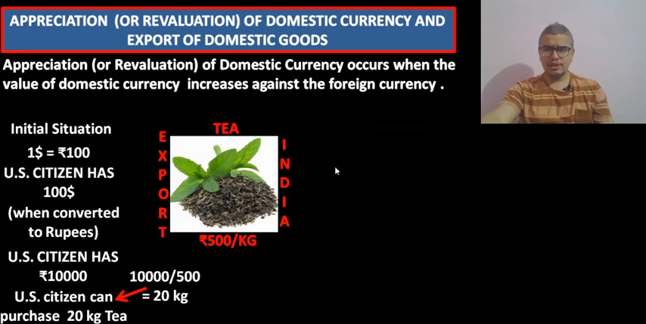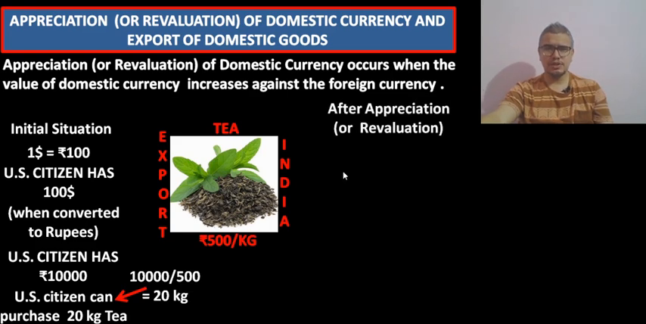Now, after appreciation or revaluation, the exchange rate will change in such a way that $1 is equal to rupee 50. Okay, the exchange rate has now just halved. Earlier it was 100 rupee per dollar, now it is 50 rupee per dollar. Just for simplification, again I am telling this, we are taking this example. We can take any example, but this example is very easy to understand. So here $1 is equal to rupee 50.